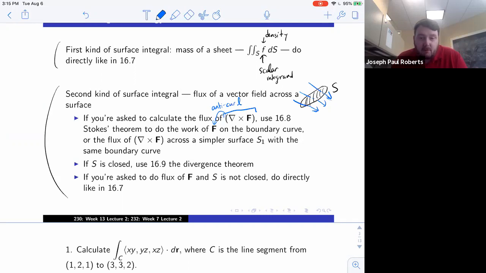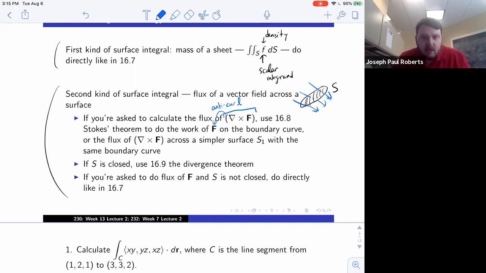Finally, we're also on the lookout for a surface that's closed. So in the same way that a closed curve completely surrounds some stuff inside, a closed surface completely surrounds some bounded solid region in space. And in that case, you could use the divergence theorem. That's what we talked about yesterday. And that's your shortcut there.